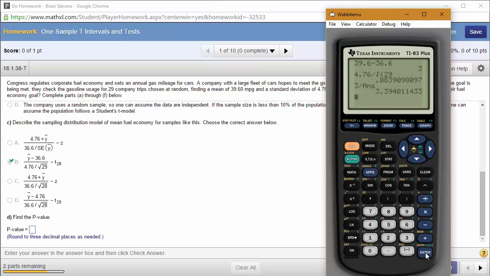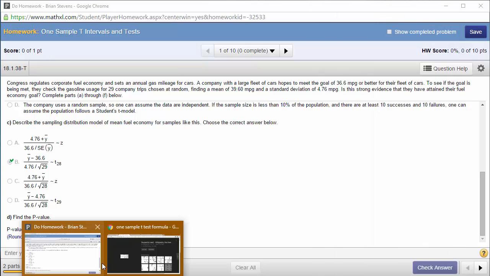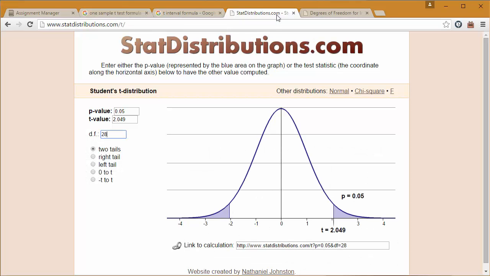Now, I've seen people stop here, and you can tell that this is the t-statistic. This is not your p-value. This is our t with 28 degrees of freedom, 3.394. What you have to do with your t is it tells you how many standard errors of the mean you fell away. So we have to go back to the t-distribution. This is statdistributions.com/t, and you have to put in your t-value right here.